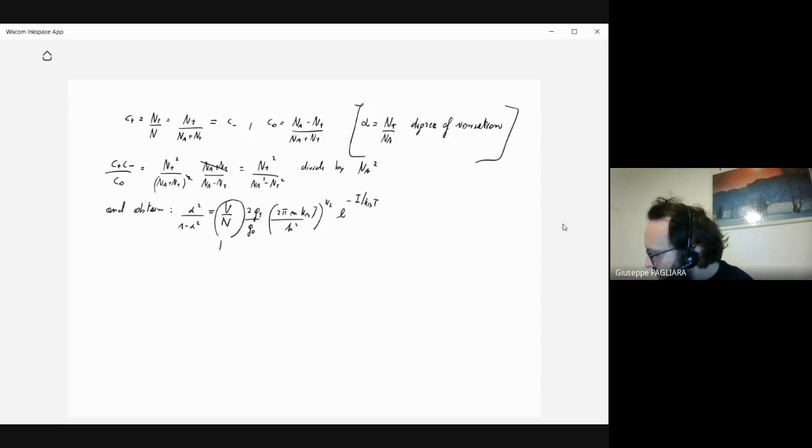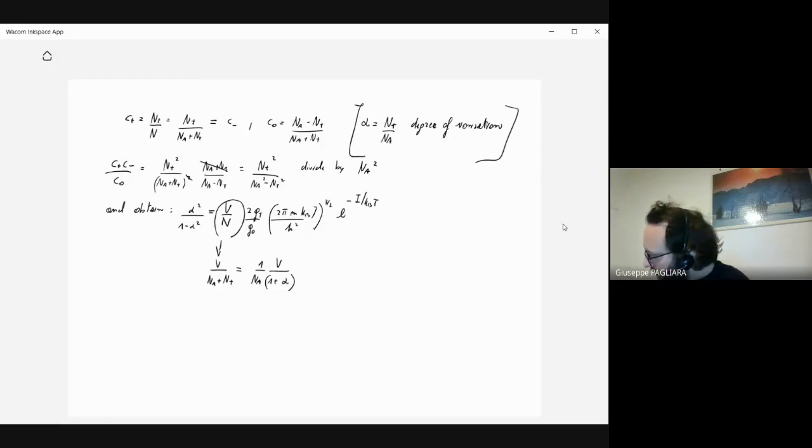This V divided by N can be written as V divided by N_A plus N plus. And let's divide by N_A. So it's 1 divided by N_A, V, 1 plus alpha, where I divide by N_A numerator and denominator. Okay?